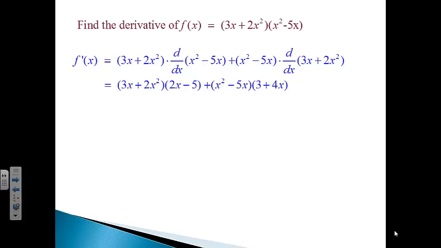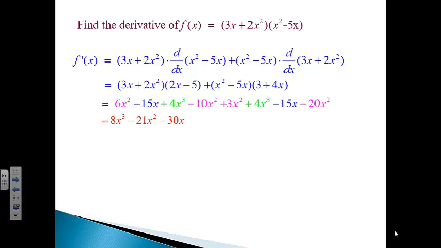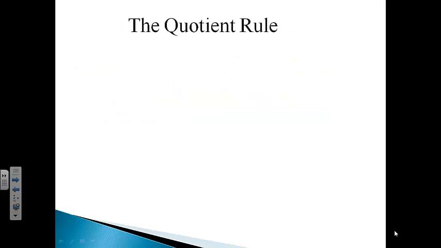You have to FOIL the left and FOIL the right. So FOIL the left, FOIL the right, combine like terms. That's your final answer. Okay, so then that brings us to the quotient rule.